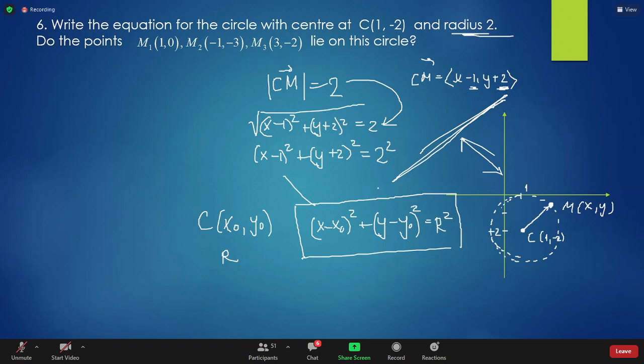Now, what about the points M1, M2, M3? Does M1 belong to the circle? Does it lie on the circle? We simply try its coordinates in there. So we have 1 minus 1 is 0, squared, plus 2 squared equals 2 squared. So the answer is yes, because you can put the coordinates of M1 into this equation and get a true equality.